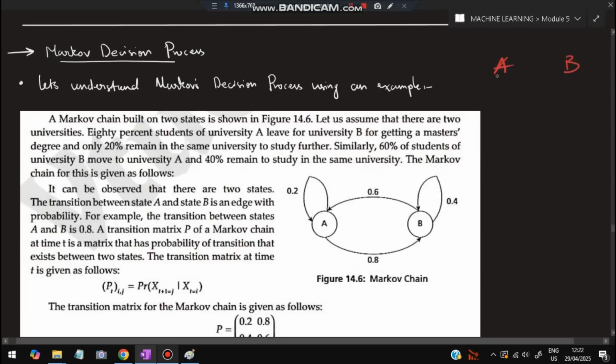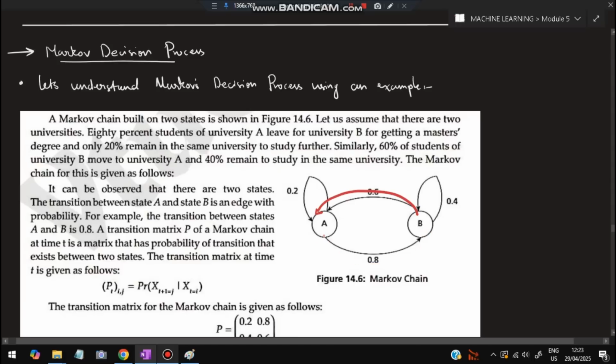In university A, 80% of the students go to university B for higher studies, and from university B, 60% of the students come to university A for higher studies. That whole thing can be determined by using this diagram. From A, 80% have gone, so 0.8, and from B, 60% have gone to A, so it is 0.6.